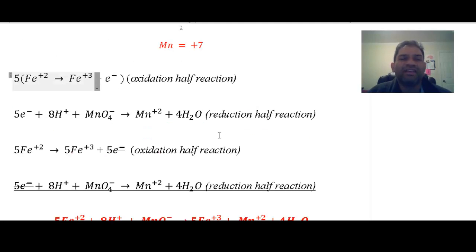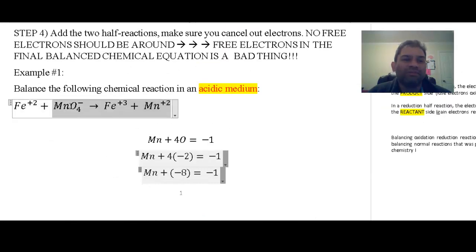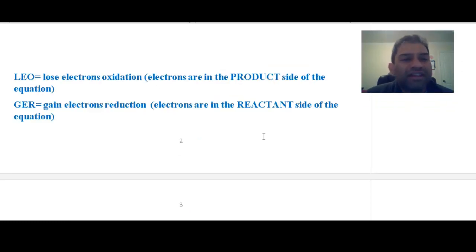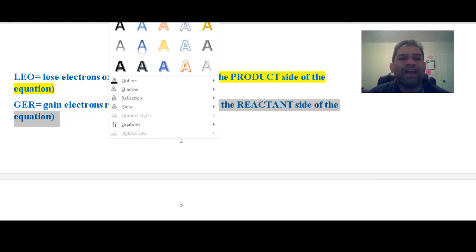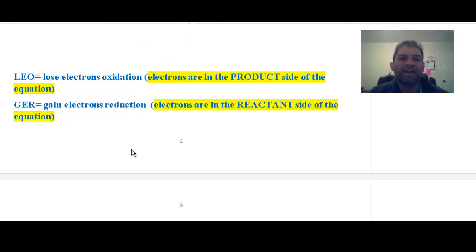Okay, very different from what we were given in our problem. So this was our initial problem that we were told to balance. As a reminder, losing electrons is oxidation. Electrons are on the product side of the equation. So in your half reaction, electrons, e minus, have to be on the product side. And if you're gaining electrons, the electrons are on the reactant side of your half reaction.